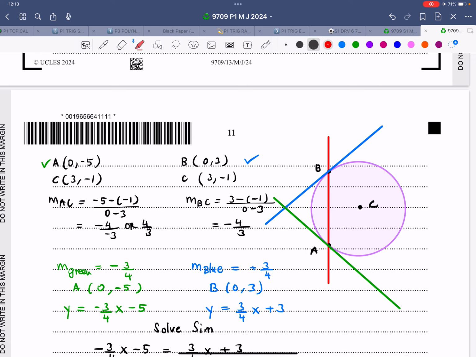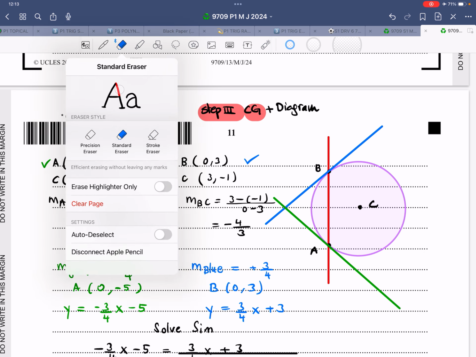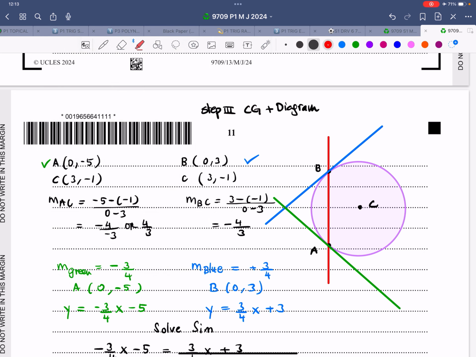Now step 3, what is that? That is now working towards this thing. That is coordinate geometry plus a diagram, which is a must. That gives you a pretty good idea. So now let me just use the stroke eraser and let me highlight this. So step 3 is this thing.